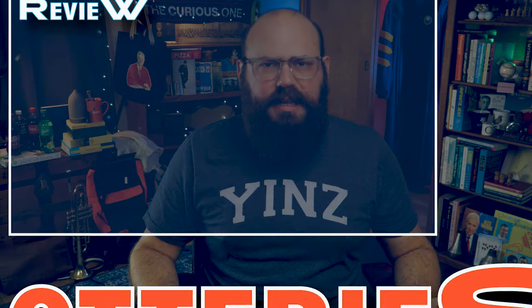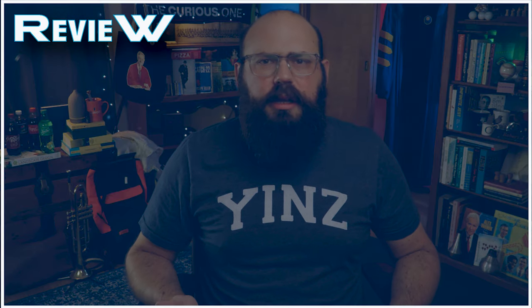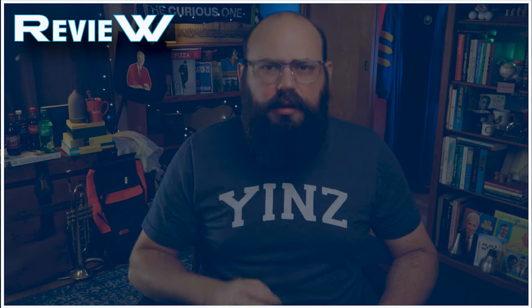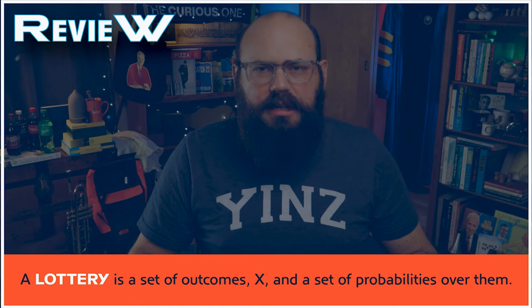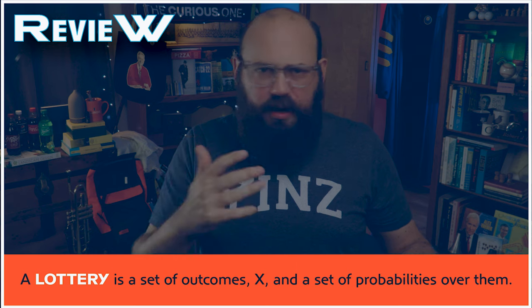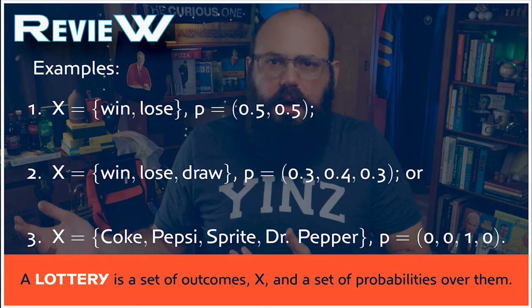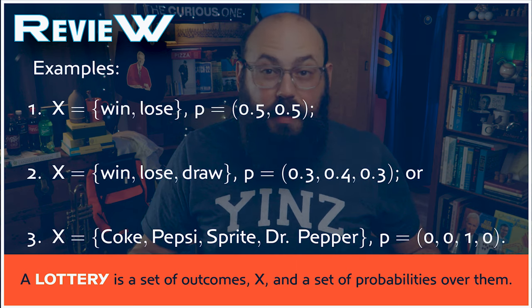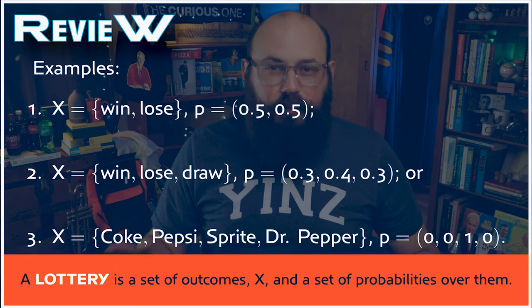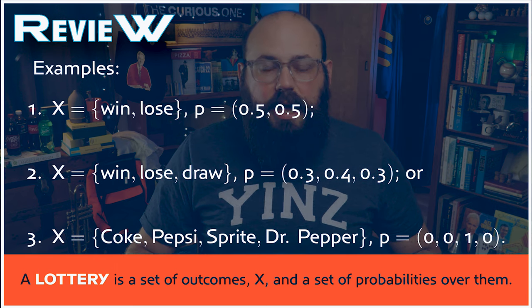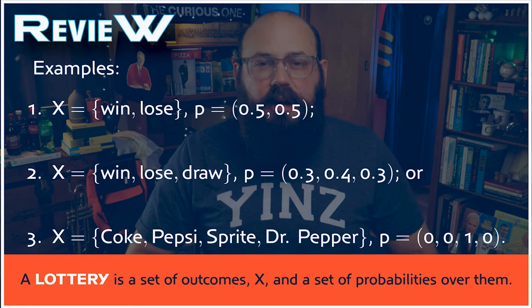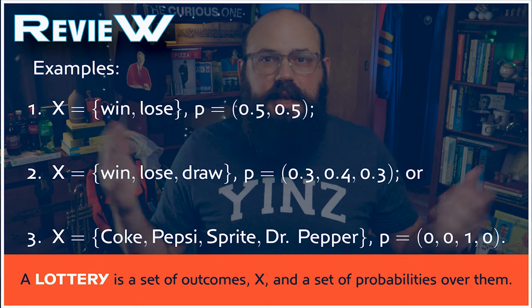So we're talking about lotteries, and we talked about what a lottery is last time. Remember that a lottery is just two things, right? So it's a well-specified set of possible outcomes. Right? So for example, X could be win or lose. It could be win, lose, or draw. It could be Coke, Pepsi, Sprite, Dr. Pepper. So we've got some finite set of outcomes, and we'll be referring to capital X throughout the lecture as just some given set of outcomes.